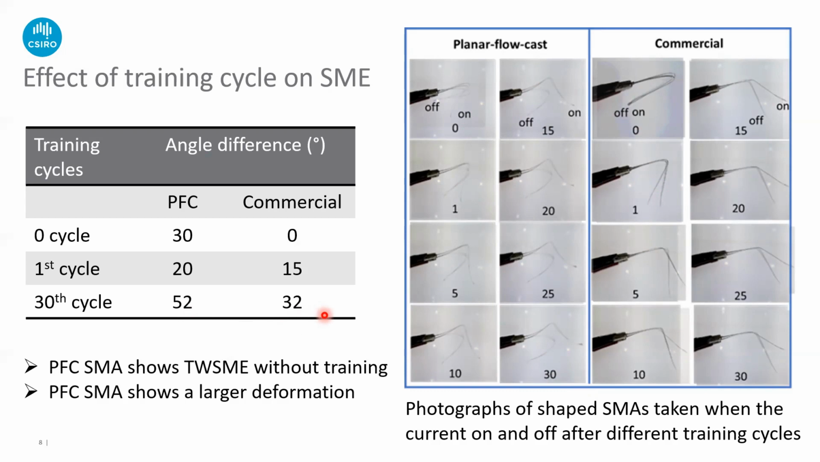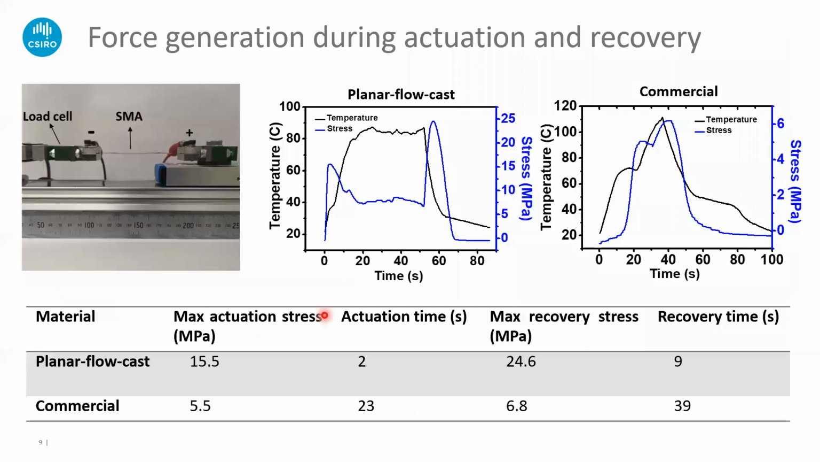So this study shows us the planar forecast material fabrication. This study can show a two-way shape memory effect without training, and it also shows a larger deformation compared to the commercial one.